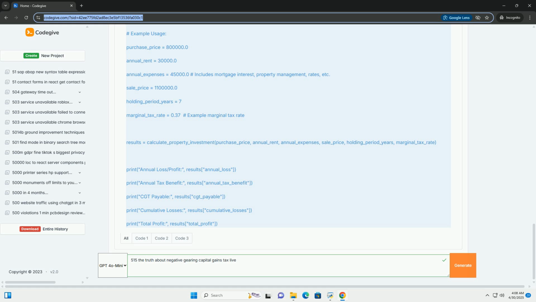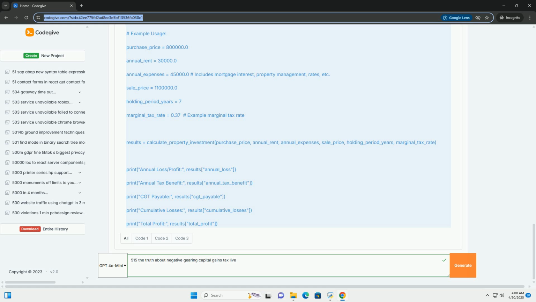2. Example usage. Sets example values for the input parameters. Change these to reflect your specific situation. Calls the calculate property investment function with the example values. Prints the results. Important considerations and limitations of the code.